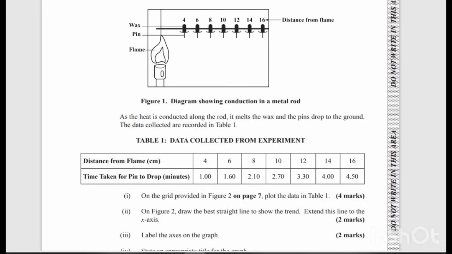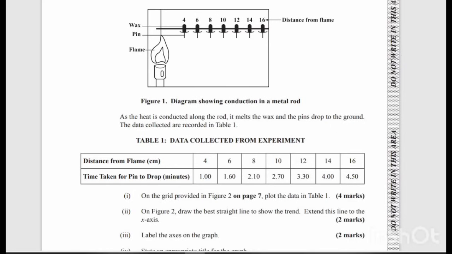So for all of you who would have been following from other videos, or you'd have been studying from past papers, or what your teachers would have told you, you always get a graph question on your integrated science exam, and it's usually the second question, or the second part, I should say, of the first question, right? So it says on the grid provided in figure 2 on page 7, you're going to plot the data in table 1, and this is going to be a total of 4 marks.